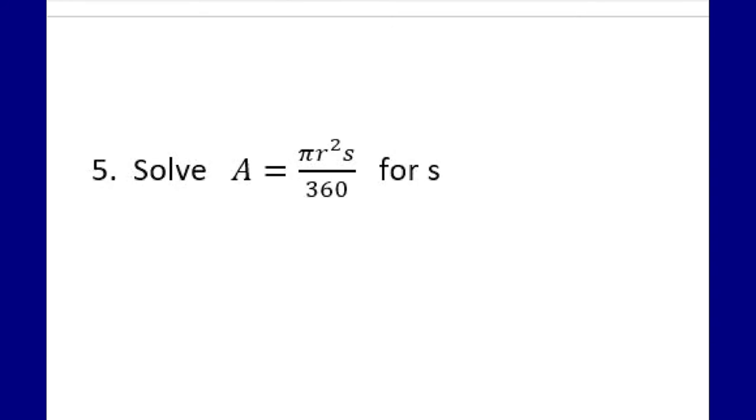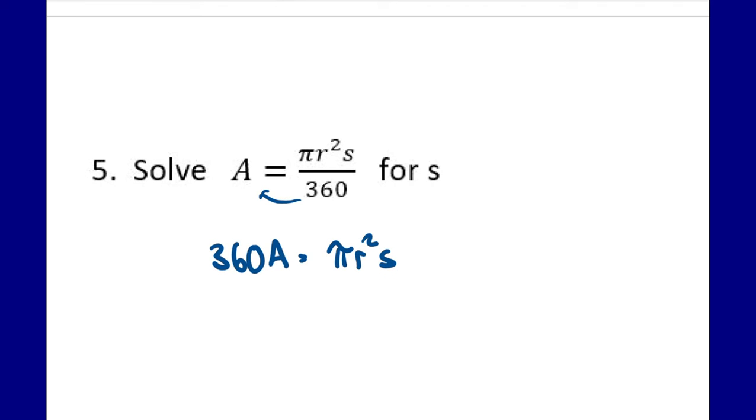Now we're getting a little bit more complicated. We have more variables, some letters in there, but we're still going to focus on the same thing. I'm going to move this 360 up, because again, I want to get rid of that dividing by 360. So we get 360a equals pi r squared s.